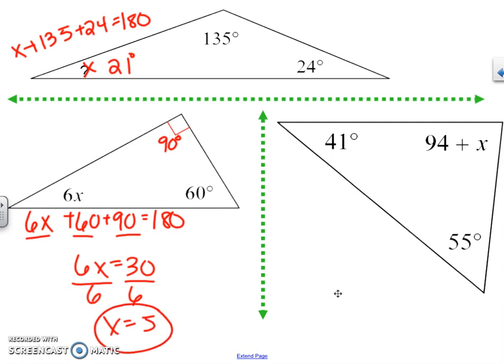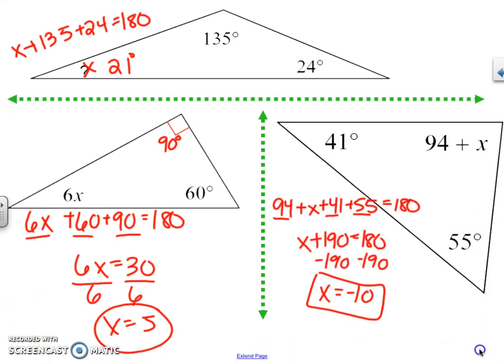Okay, so why don't you try the bottom right one on your own, press pause, and then we'll go over it. For this bottom right one, I added all my angles and I equaled them up to 180. I combined like terms and got 190, and then subtracted that and I got negative 10, and that is okay to have an x value of negative 10 as long as you plug it back in and you're not getting a negative angle. Okay, so 94 minus 10, that angle would be 84 degrees. And you can double check and say 84 plus 41 plus 55 does give me 180, so I know that triangle works out. Okay, so those are some pretty simple cases of the triangle sum theorem.